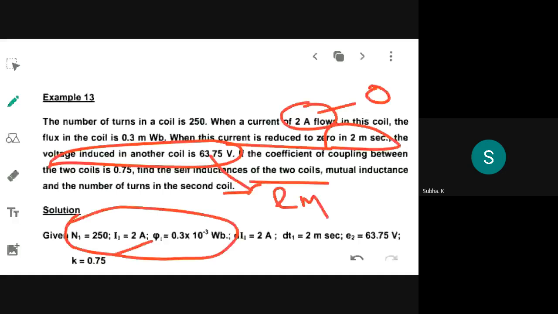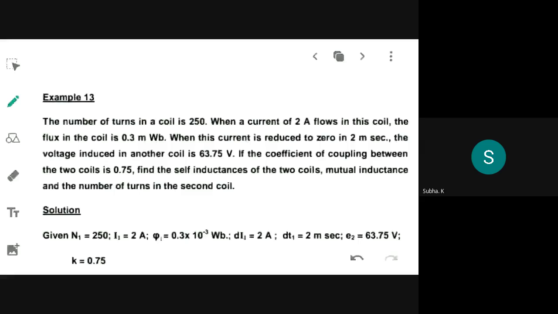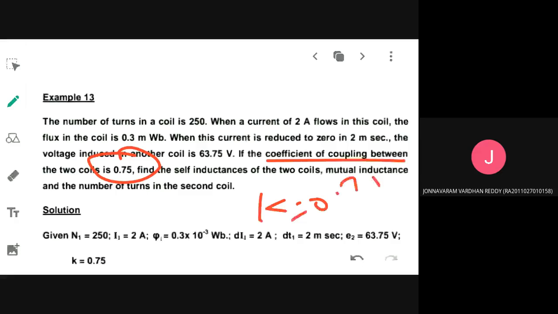The number of turns in the first coil is 250, the current is 2 A, because of which the flux set up is 0.3 milliweber, and after 2 milliseconds it is reduced to 0, and the mutually induced EMF is 63.75. And what else is given? K is given, ma'am. K is given to be 0.75. The coefficient of coupling K is given to be 0.75, and what have they asked you to find?